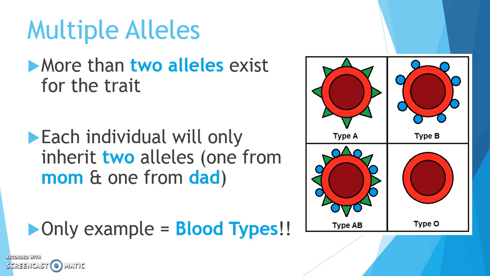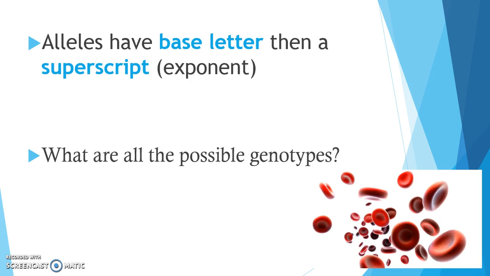When you see a problem that wants you to solve it using multiple alleles, there's only one example, and that's blood typing. So instead of remembering the word roan or blend for these problems, anytime you see blood type, you need to know to solve it using multiple alleles. So let's look at the alleles. Okay, these alleles are written differently than any other allele we've written so far.